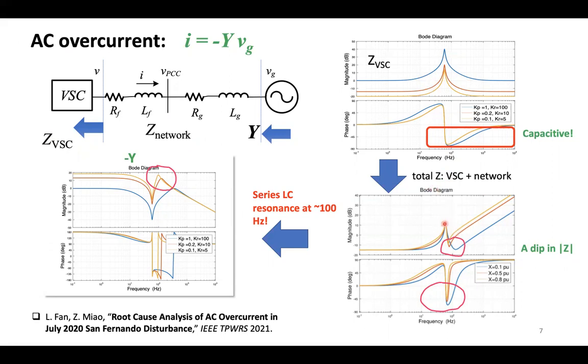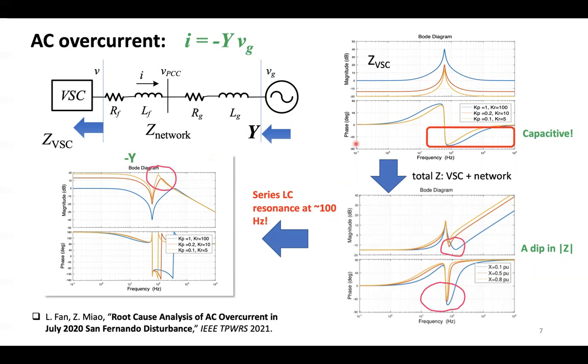Not only is there a peak at 60 Hertz, but also because the network is an RL circuit, you can see there's a dip at more than 60 Hertz, about 100 Hertz, let's say. If you look at this dip in impedance magnitude, it looks like a series LC resonance. You can see that series LC at about 100 Hertz, and if we flip it, it is admittance. This is admittance. Then there's a peak.